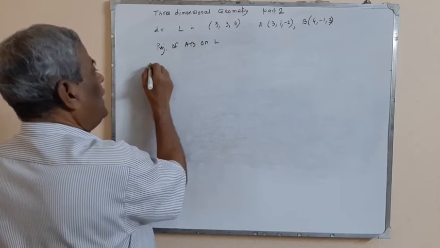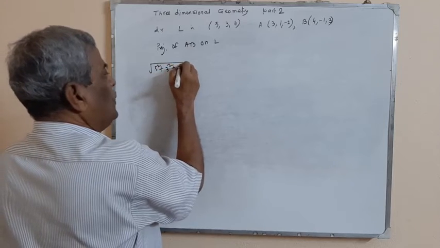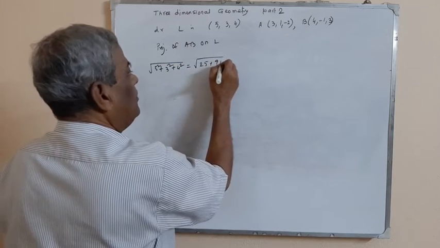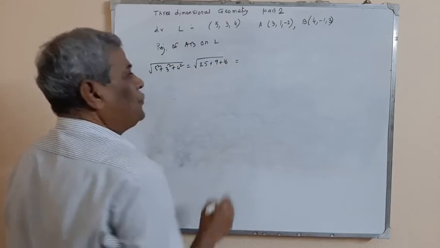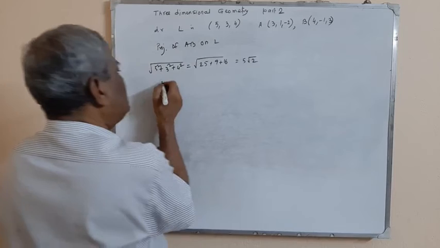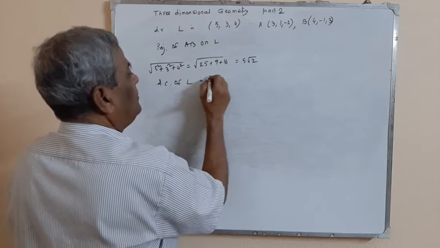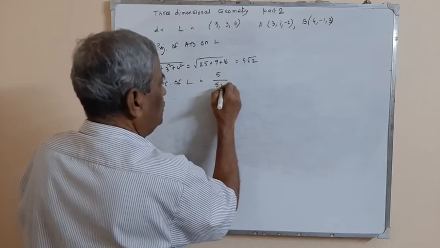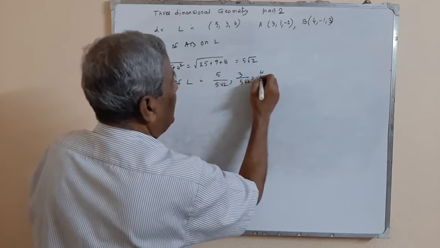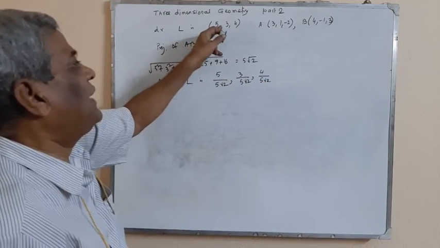That's because root over 5 square plus 3 square plus 4 square is equal to 25 plus 9 plus 16. It is root 50, so 5 root 2. So the direction cosines of line L are 5 by 5 root 2, 3 by 5 root 2, and 4 by 5 root 2. This is the direction cosine of the given line.